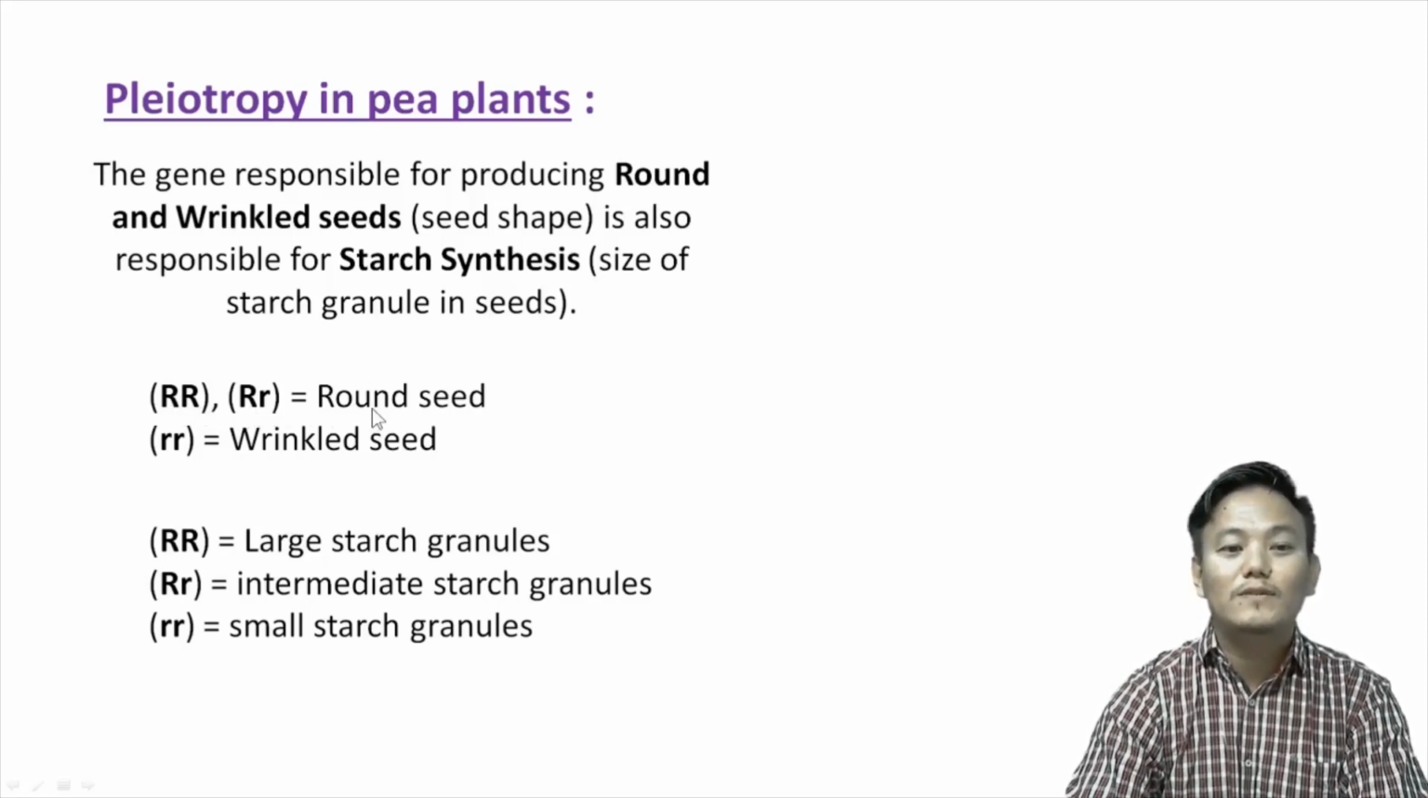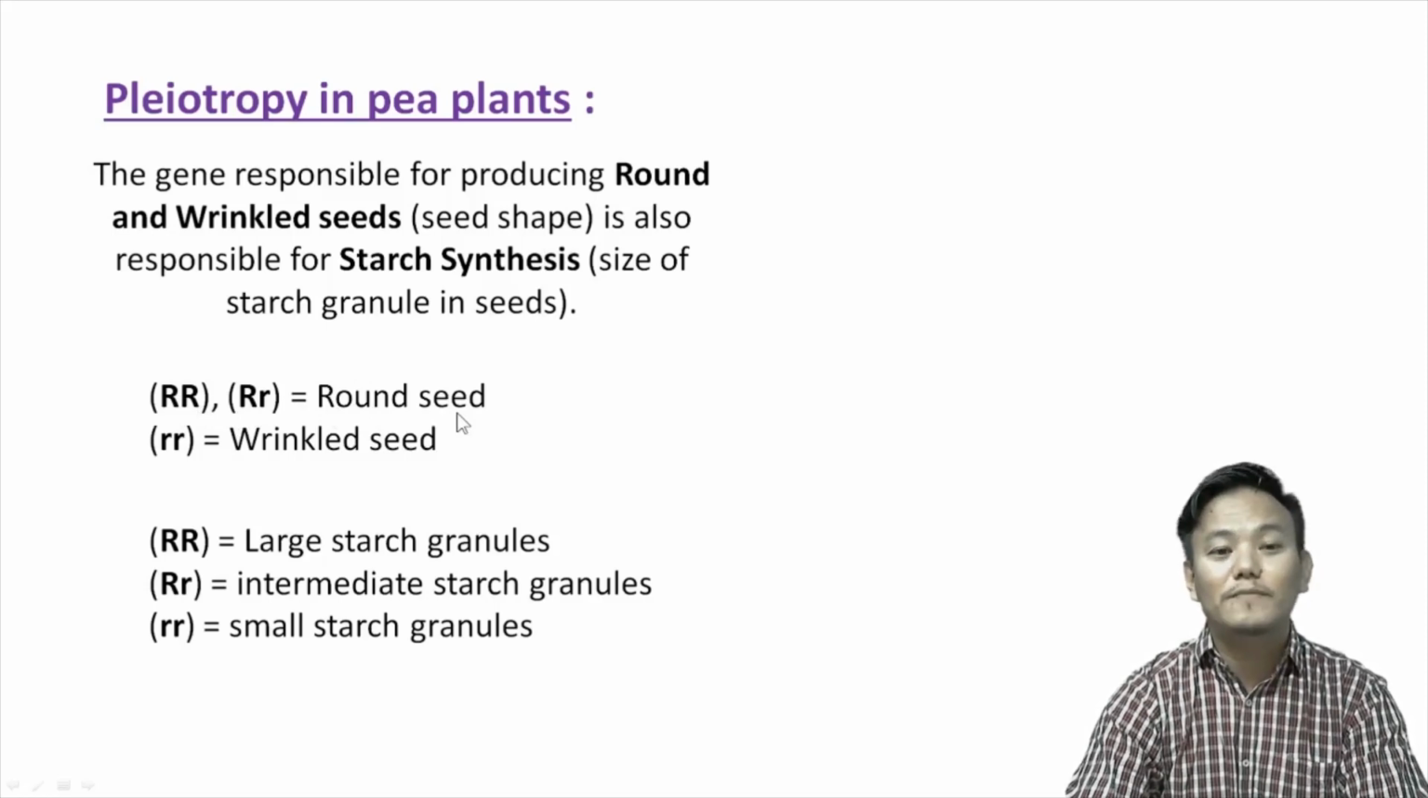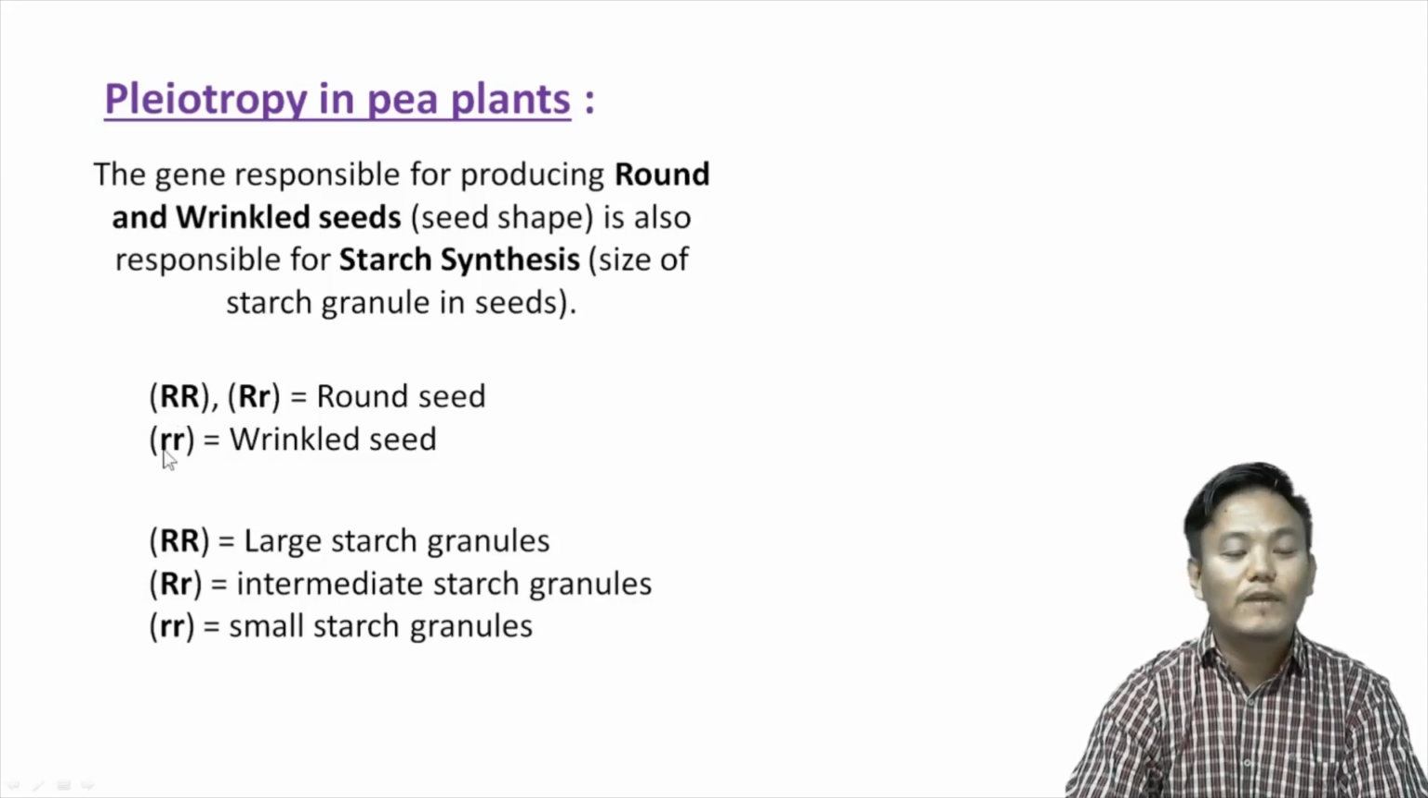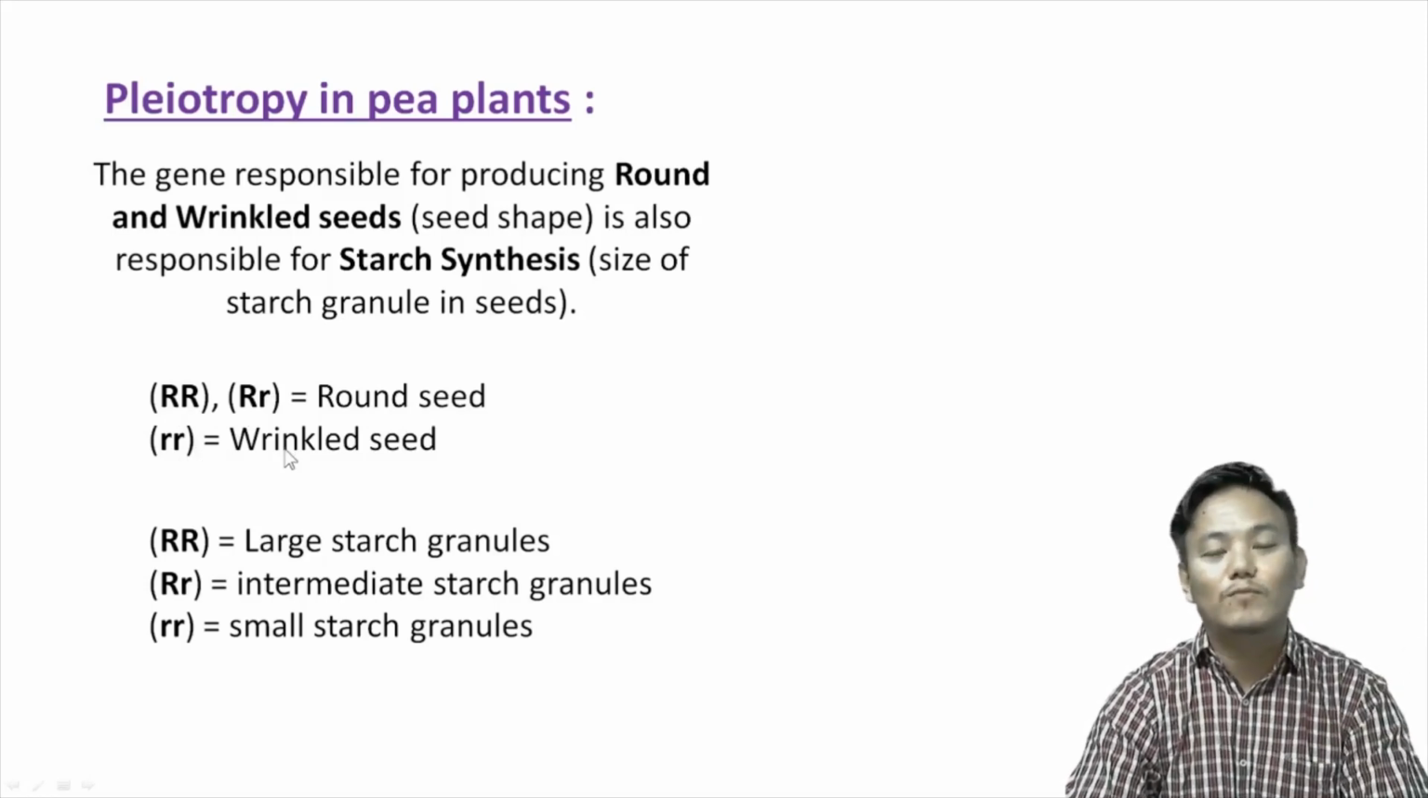So if we have two dominant alleles, or a dominant allele and a recessive allele, what we get is round seed. This is the typical Mendelian inheritance pattern. If you have a dominant allele, the seed shape will be round. If we have homozygous recessive, the seed shape will be wrinkled. That we have already learned in monohybrid cross.